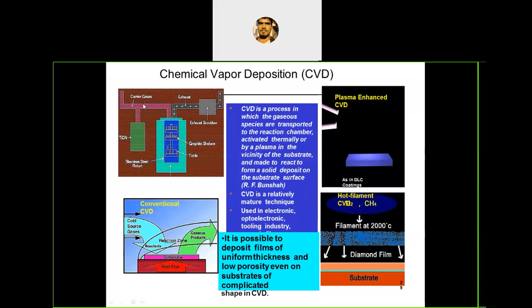You can observe here, this is the chamber, and these are one reactant and another reactant. In the chamber these two will react and produce the byproduct, and that byproduct is deposited on either tools or stainless steel and these substrates. Okay.